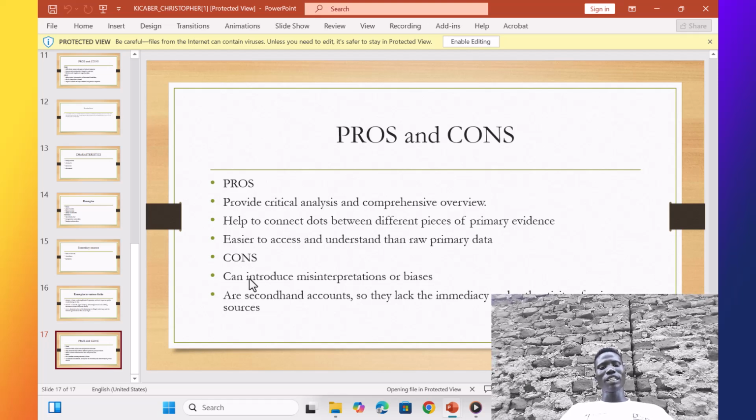Cons: it can introduce misinterpretation or biases. There is also bias when it comes to secondary sources. It is a second-hand account, so it lacks the immediacy and authenticity of primary sources. Those are what we have for primary and secondary sources.